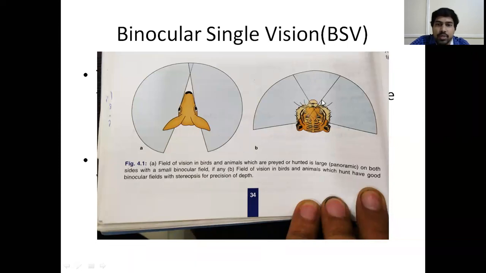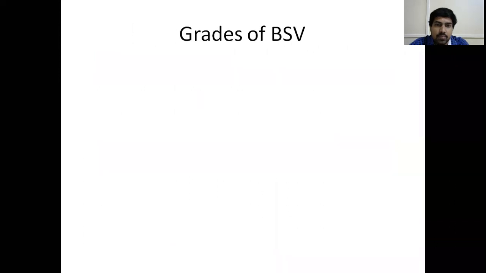So both eyes should be looking straight. The optical media should be clear, without any cataracts, corneal opacities, or retina problems. And your brain should be functioning well, and it should be able to integrate the impulses between both the eyes. So that is about binocular single vision.